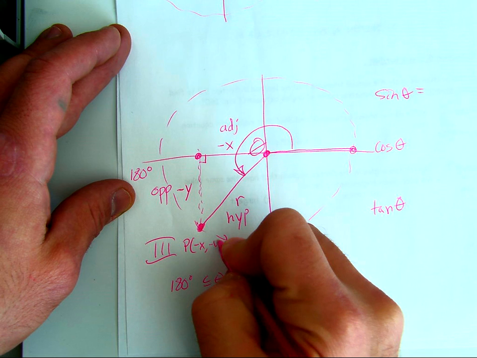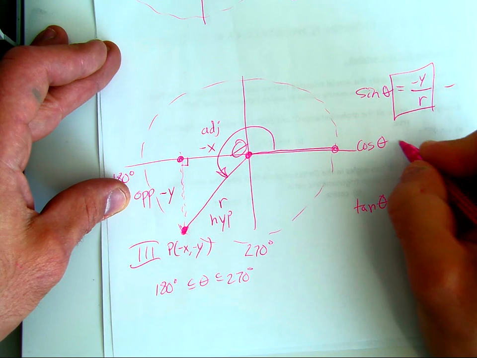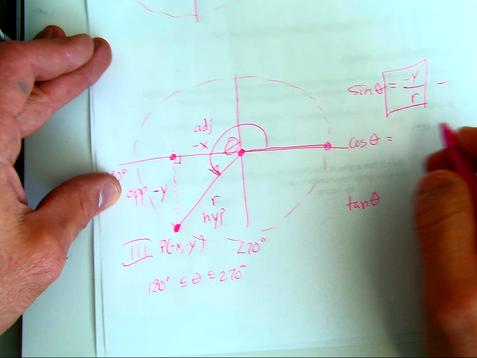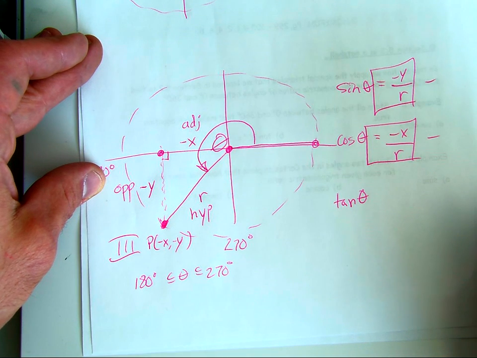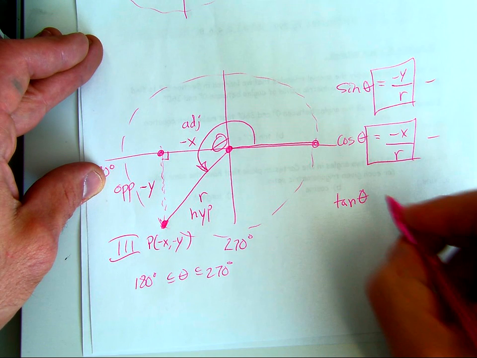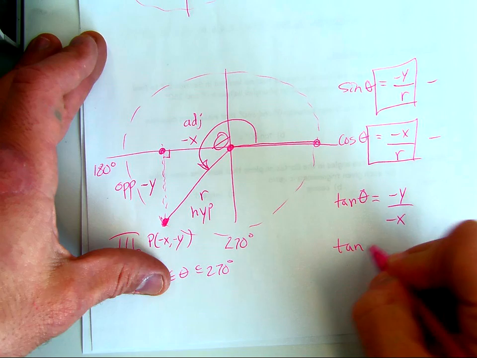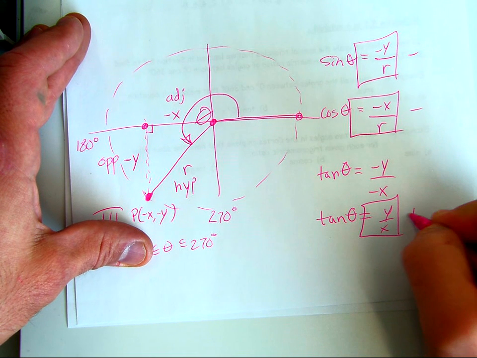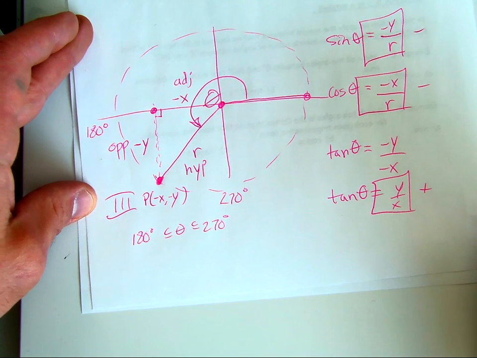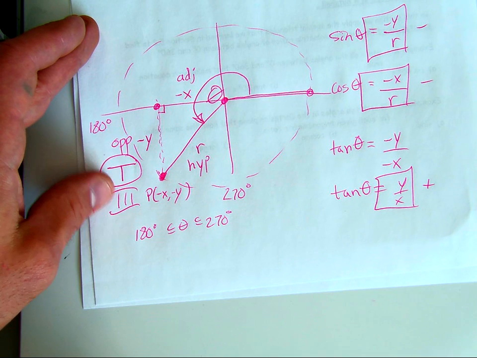So sine we know is opposite over hypotenuse. Opposite is negative y over hypotenuse r, which will make sine negative. Cos is adjacent over hypotenuse, which is negative x all over r, which will make cos negative. And tan is opposite over adjacent. Opposite is negative, and so is adjacent. So that means that tan, a negative divided by a negative, ends up being a positive. So the only thing positive in quadrant number 3 is tan. So I'm going to label that with a capital T for tan.